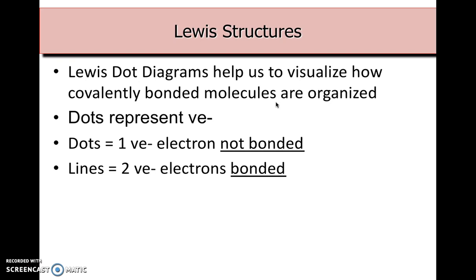Now, when we're looking at a Lewis dot structure, the dots each represent one valence electron or one outer electron that is not bonded. That means it is not shared with any other element. It is that element and that element's only. So if we see 2 dots, that atom has 2 non-bonded electrons. When we see a line, that means that it is 2 valence electrons that are bonded or are shared between 2 different atoms.